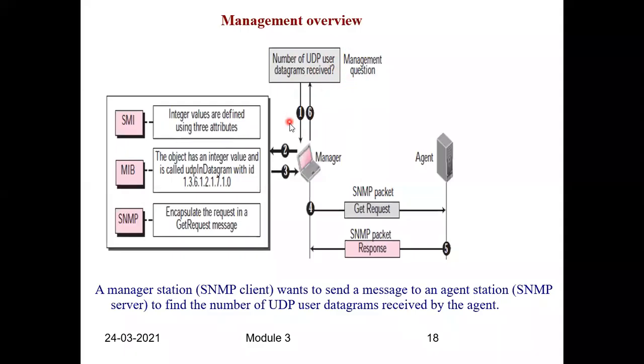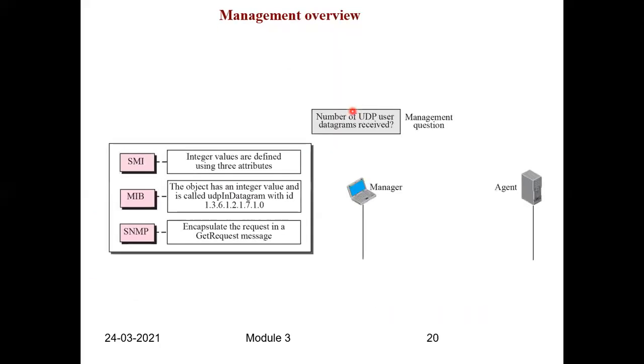So what happens? You can see the flow. I will just project one more slide. Okay, so this is the management question. So how will SMI, MIB, SNMP answer this question? Now we have the two components, that is the manager and the agent. So I have this question, and this question is raised by the manager. So that is my step one. Then it goes to the internet management protocol. So this is my step number 2.